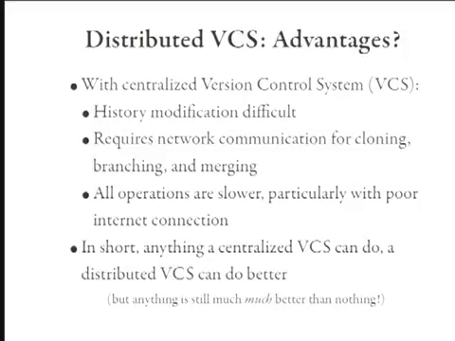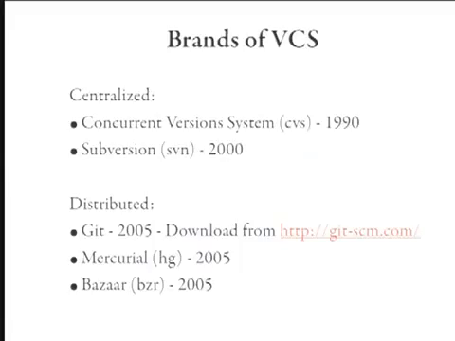This is a list of a few different brands of version control systems. CVS back in the 90s, Subversion, which is what I used to use, SVN, and then a bunch of these new ones came out around 2005. And the one I'm going to be talking about today is Git.